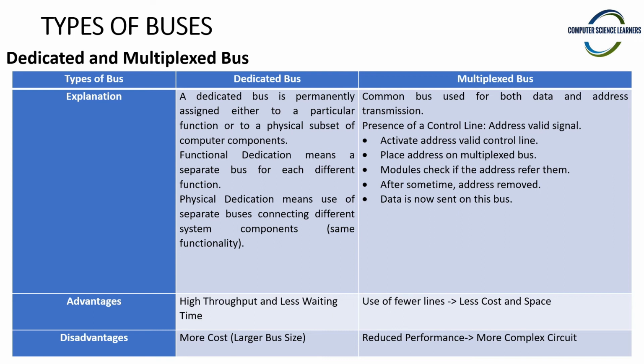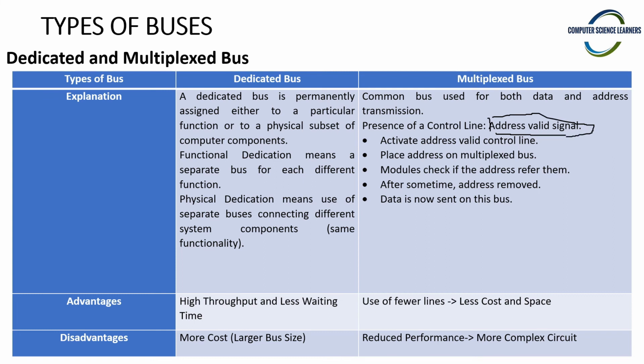So we have a specific signal, the address valid signal. Once we need to send data, or read some data from the memory, first of all we need to specify the address. When we are sending the address to the memory, we turn on this address valid signal. We make it one when we are sending the address.